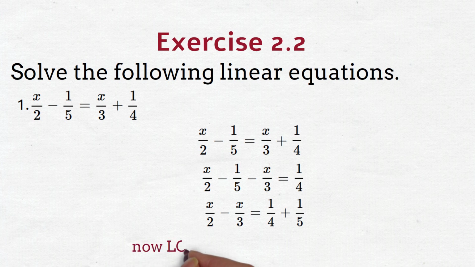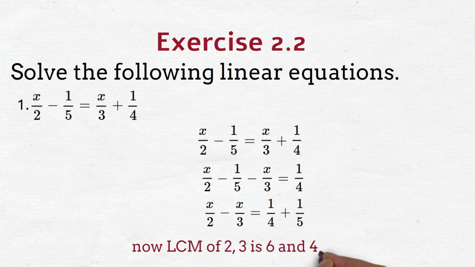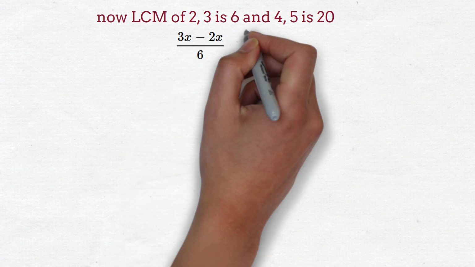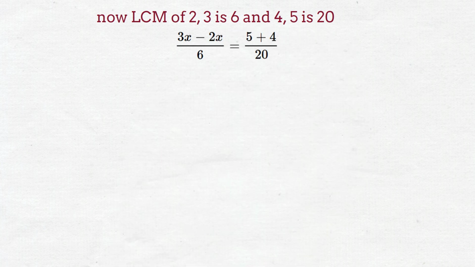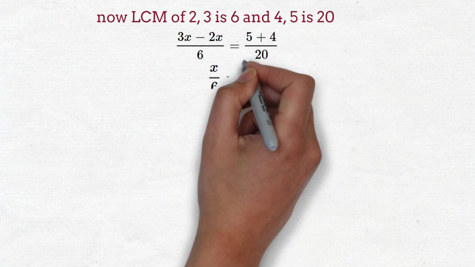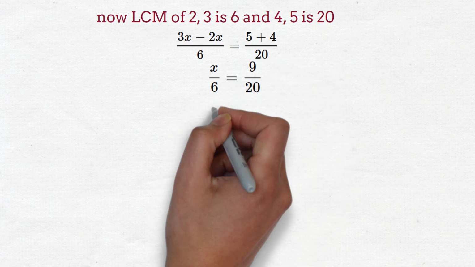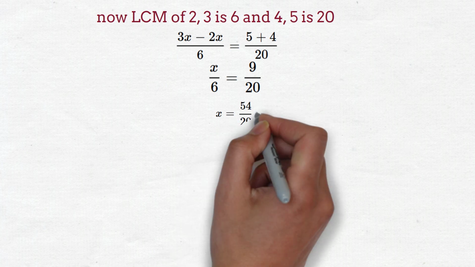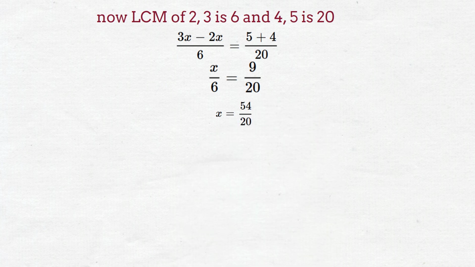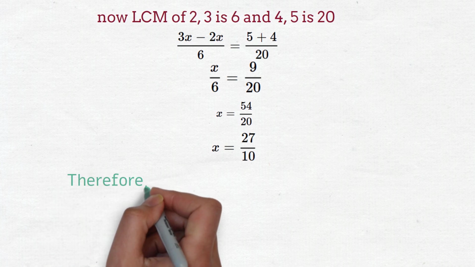Now the LCM of 2, 3 is 6 and of 4, 5 is 20. Therefore, (3x minus 2x)/6 equals (5 plus 4)/20. x/6 is equal to 9/20. x equals 54/20. x equals 27/10. Therefore, the value of x is 27/10.